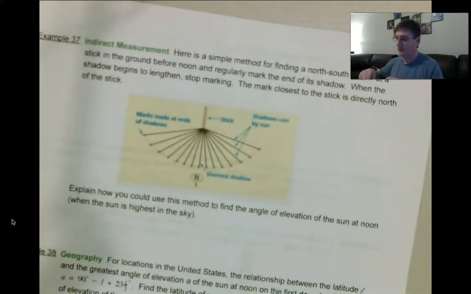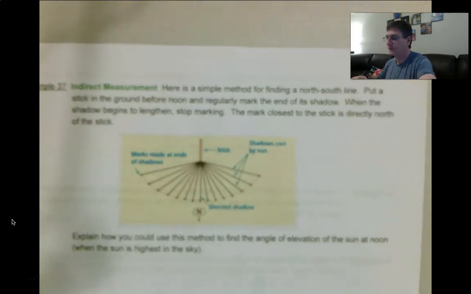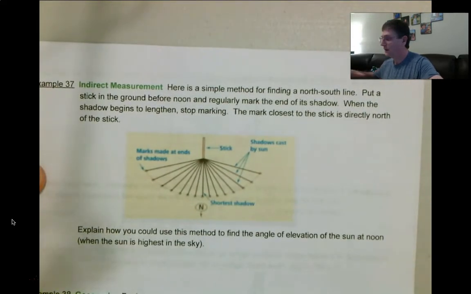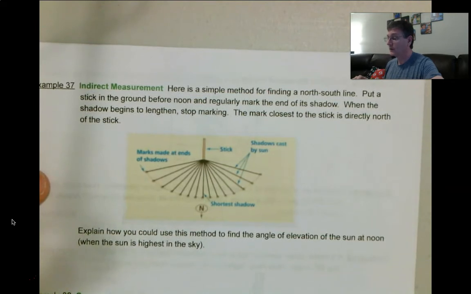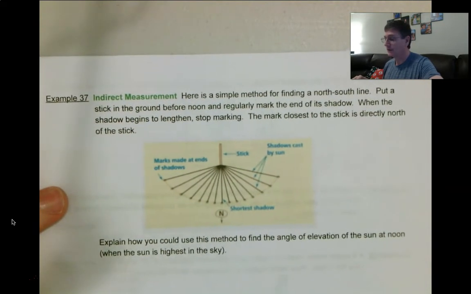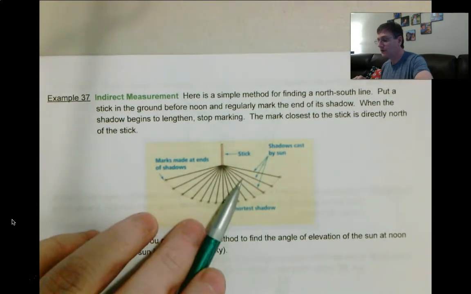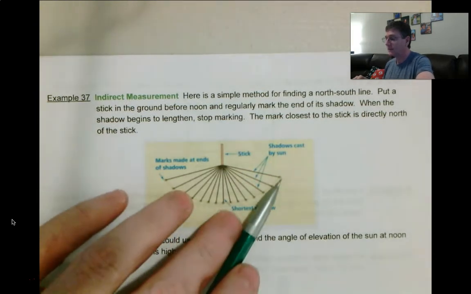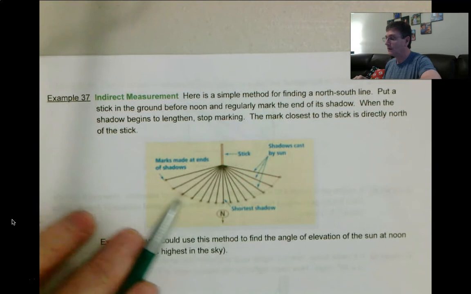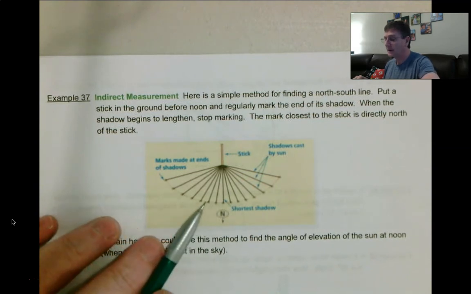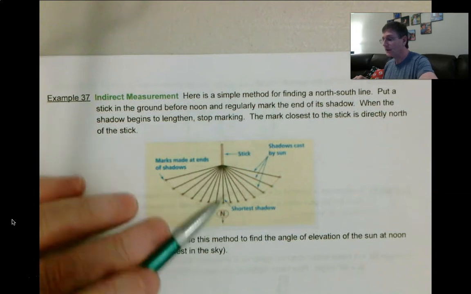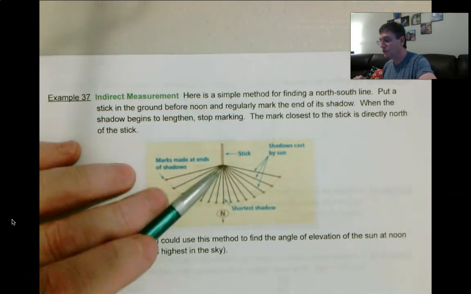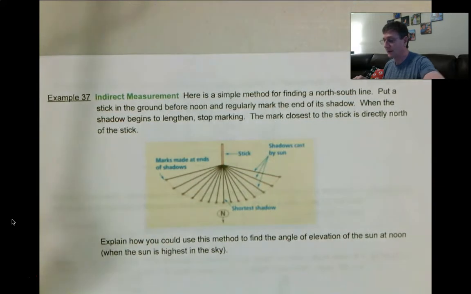Problem 37. Indirect measurement. Here's a simple method for finding a north-south line. Put a stick in the ground before noon and regularly mark off the tip of the stick, the end of the stick, where it casts its shadow. When the shadow begins to get longer, stop marking. The closest mark to the stick, the one with the shortest length, is on the north-south line. Explain how you could use this method to find the angle of elevation of the sun at noon when the sun is at its highest.